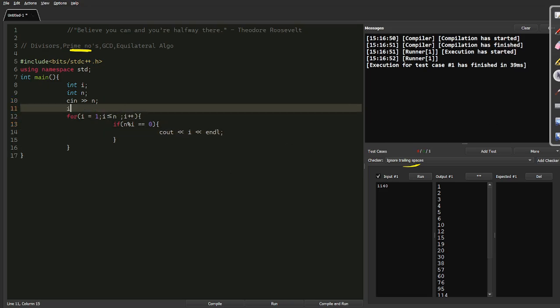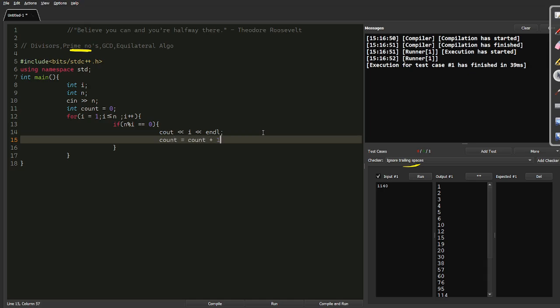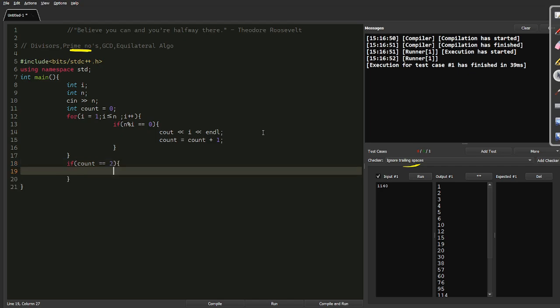I'll just take another variable, int count equal to 0. Okay, and in here only I add count equal to count plus 1, and I exit this loop if count is equal to 2, I'll say exactly 2. Yes, I need it to be exactly 2. You can't say less than or equal to 2, because a prime number has exactly two divisors. It cannot have one divisor.